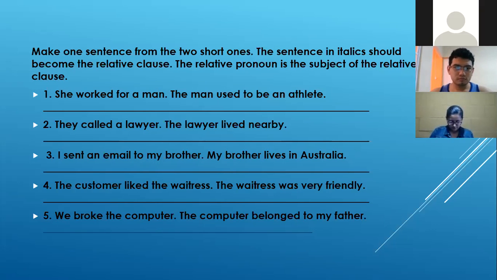So, Ileana, number one: she worked for a man. The man used to be an athlete. What do you have in one whole sentence? She worked for a man who used to be an athlete. Who used to be an athlete, right? Very good. So now we know essential information about this man. Exa, can you do number two, please?